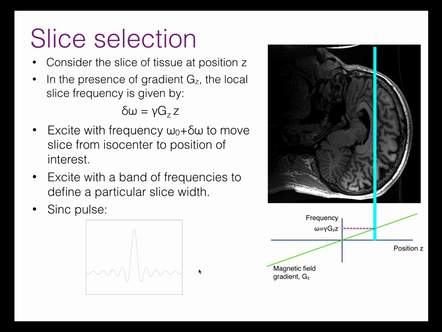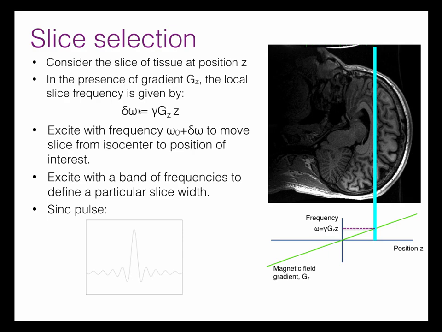Okay, so let's now consider slice selection. Supposing we've got a subject in the scanner, and we want to take an image of this slice here. Let's say we put on a magnetic field gradient, and there's some position z in the scanner where the slice of interest is. Because omega equals gamma B, we know that the offset frequency for that slice is gamma Gz times z. So we put a Gz gradient on, and for the slice of interest we want, we can figure out what the frequency offset is.